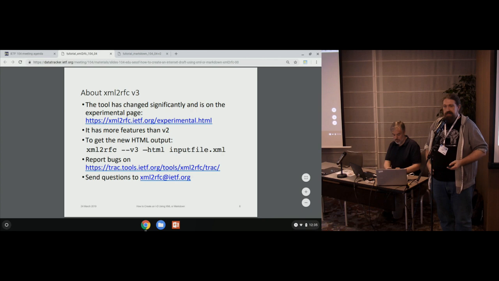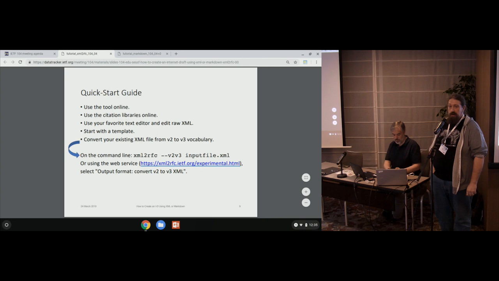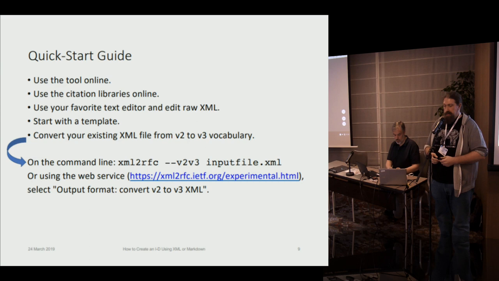So the quick start side is you can use the tool online. There's a couple options we'll be talking about in a bit that help you get started. So you can use the tool online to get a source document. There's a number of citation libraries that will then help you, because I don't think any of us have written something. I'm not sure. I'm pretty sure nobody here has written it completely from scratch with no references.